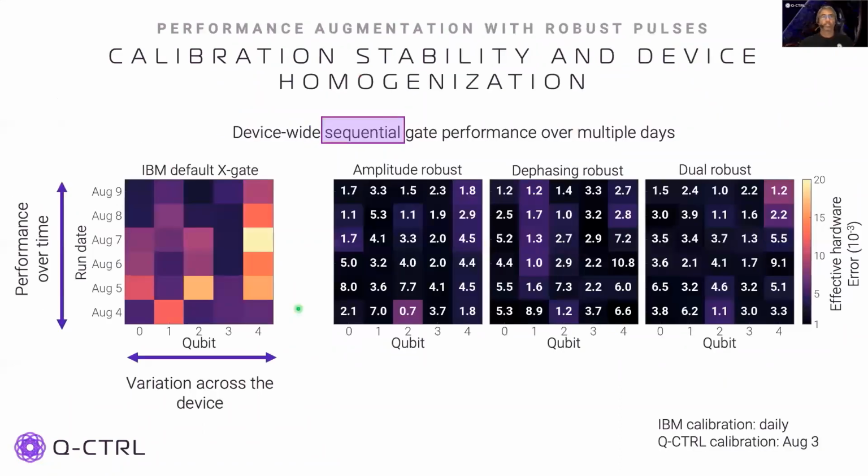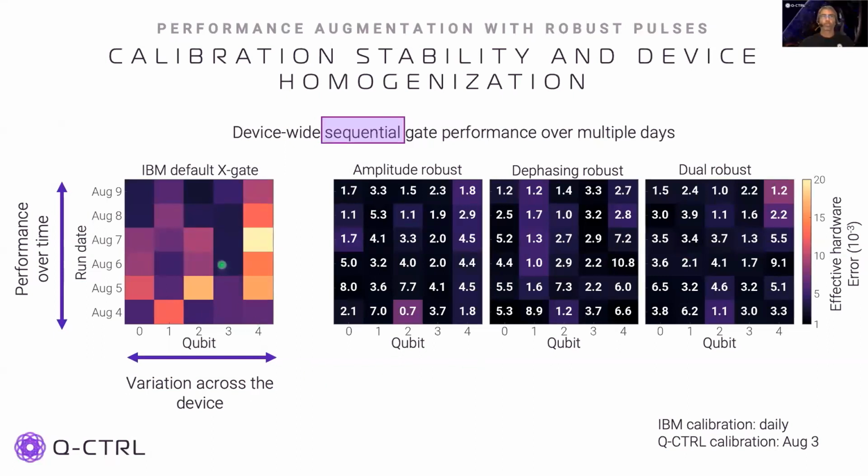To test the stability of these gates over time, we repeat these experiments over multiple days, and the results are summarized in this 2D color plot. In the color scale, dark colors correspond to small errors, while bright yellow corresponds to the highest error. In the horizontal axis, we have the different qubits in the IBM Valencia backend, while the vertical axis corresponds to the different days the experiments were run. The numbers in the plots show the ratio between the errors obtained using the default gates and the errors obtained using our robust gates for the corresponding qubits and days.